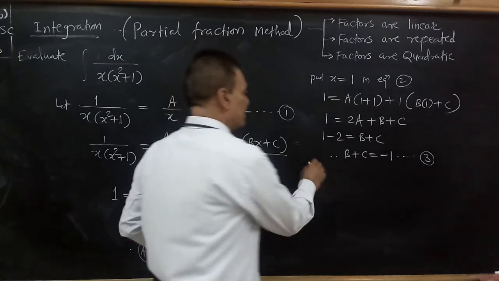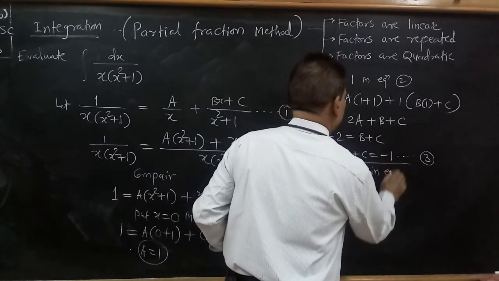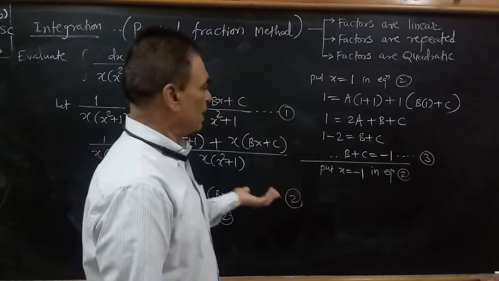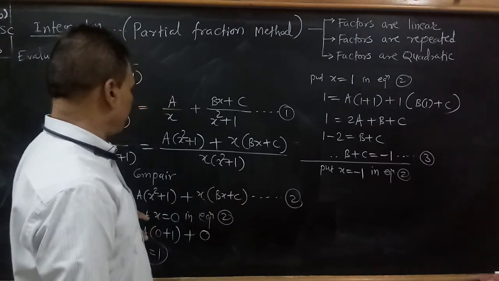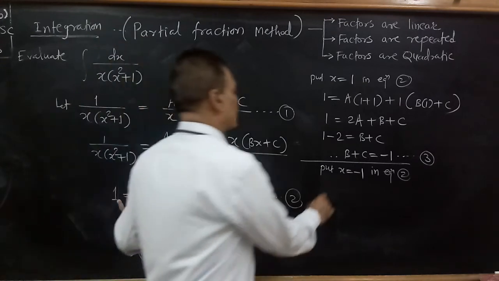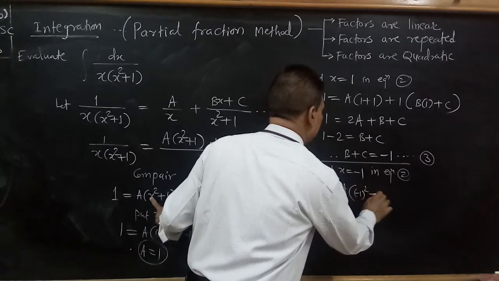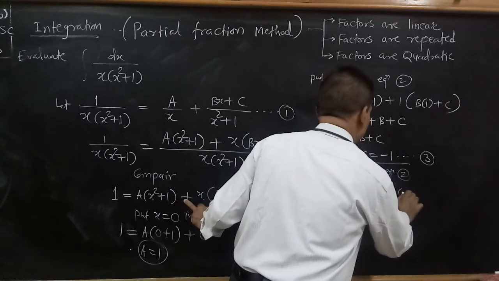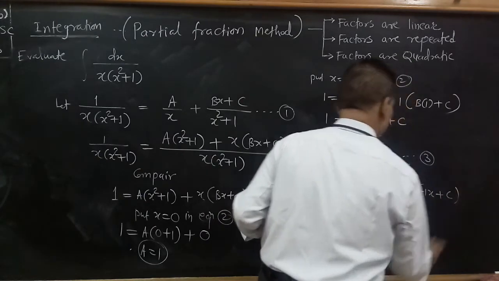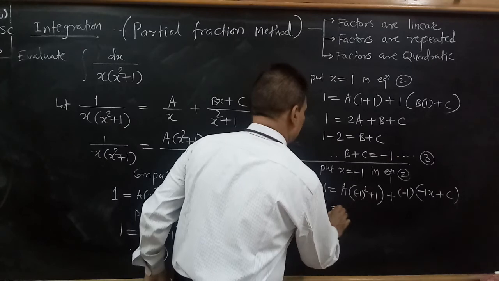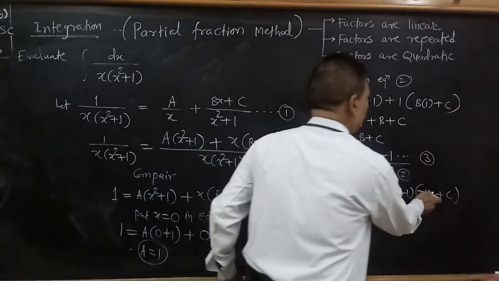Okay. Similarly, put x equal to minus 1 in equation 2. Take any value, maybe 1, 2, 3, but take a simple value for simplification. Equation 2 becomes 1 is equal to a into bracket x square plus 1, plus minus 1 into bracket b into minus 1 plus c. Left hand side, 1 as it is. Right hand side, minus 1 square means 1, 1 plus 1, 2a. And what about here?